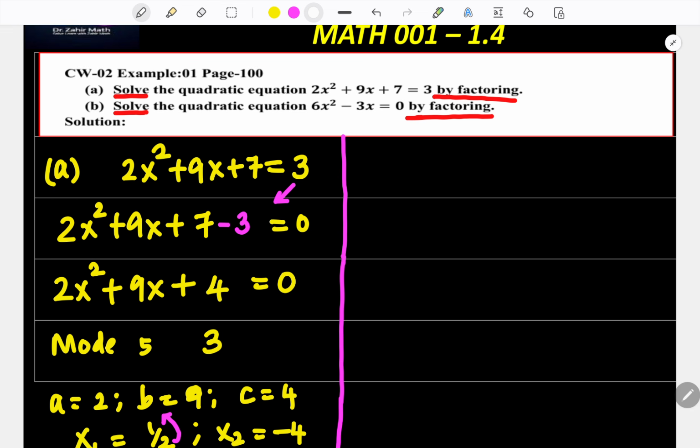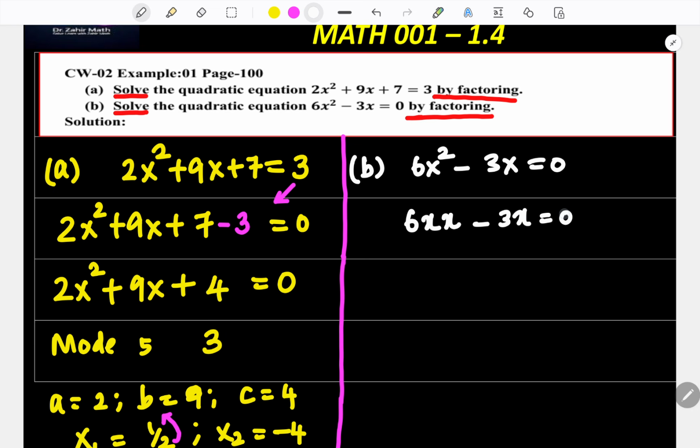Question B is too easy. Without a calculator also you can solve it, but still again you will make mistakes. Let me tell you how we can solve it without a calculator. 6x square minus 3x equal to 0. Can I write 6x square as 6xx minus 3x is equal to 0?